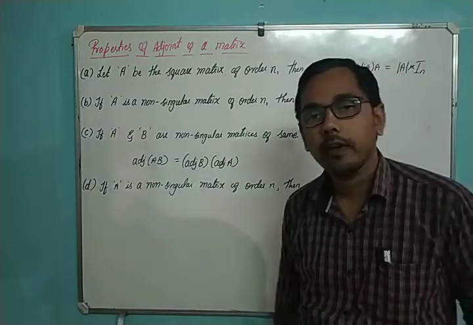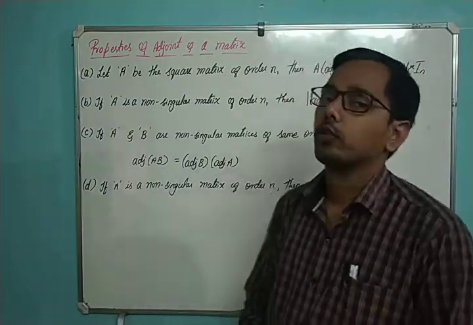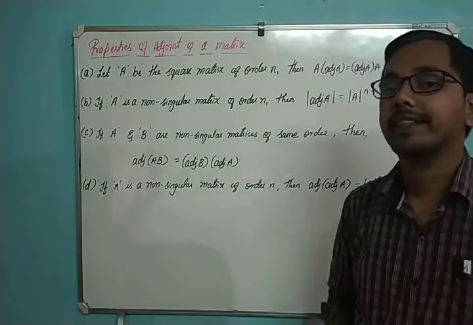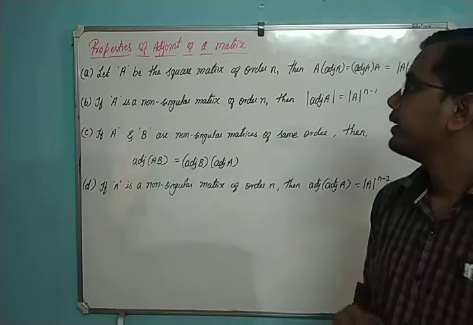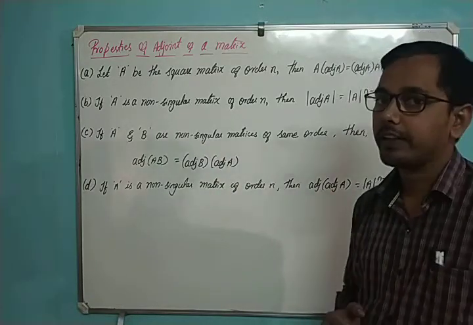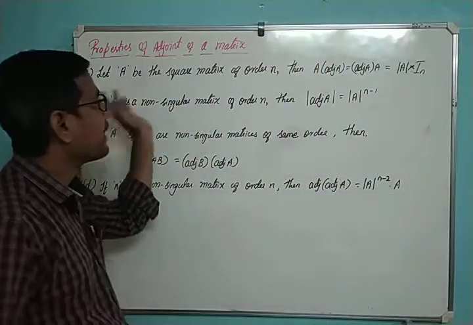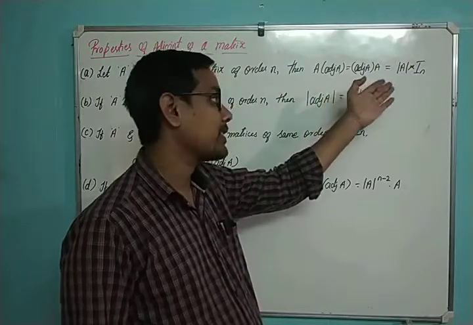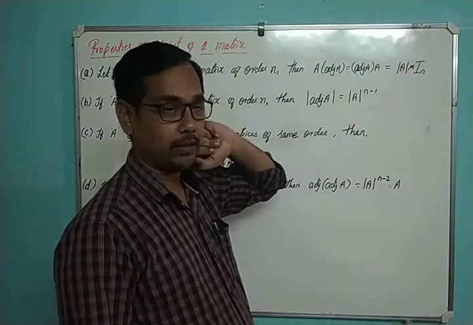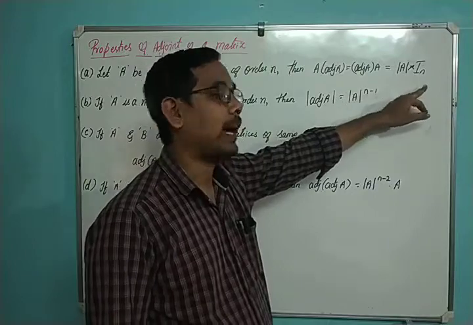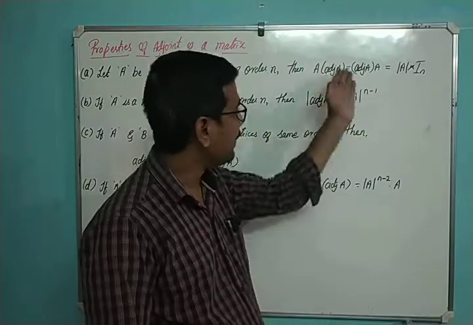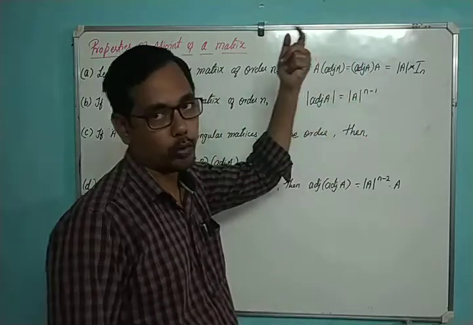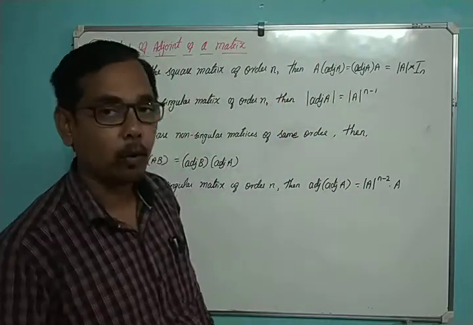There are properties of the adjoint of a matrix. Basically there are 4 important properties. The first one is, if A is a square matrix of order n, then A into adjoint A is equal to adjoint A into A, which is equal to determinant A into In. What is this In? The identity matrix of the same order, that is order n, so I am taking it as In. The identity matrix also should be of the same order.